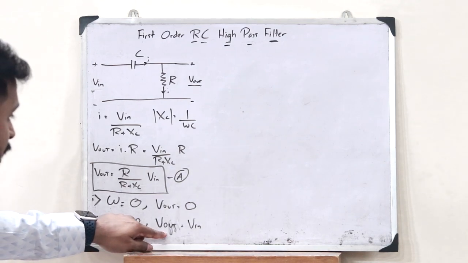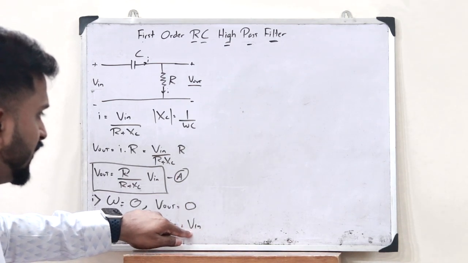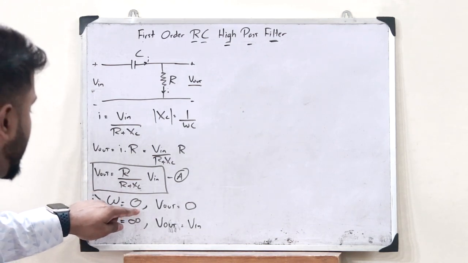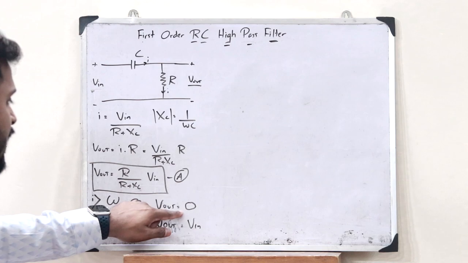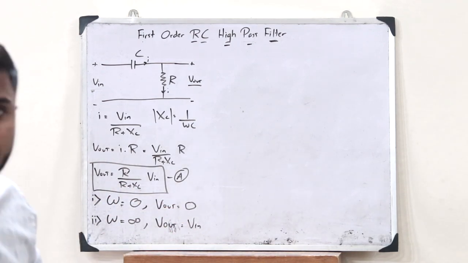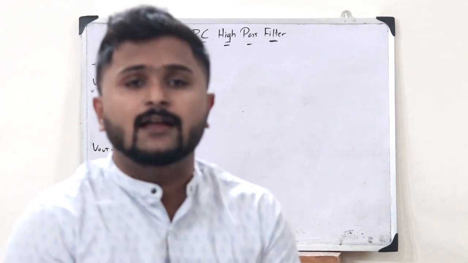That is, we get the output as whatever input signal that we give. So these are the two cases. Here what we observe is that at very low frequencies, the output is zero, but as the frequency increases, the output also increases. So previously we saw the frequency response of an ideal high-pass filter.